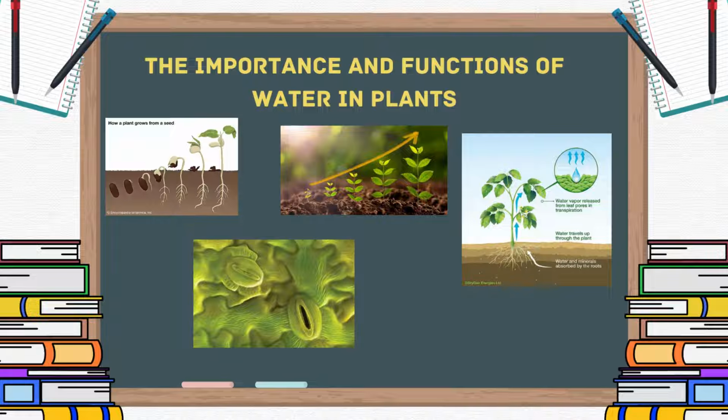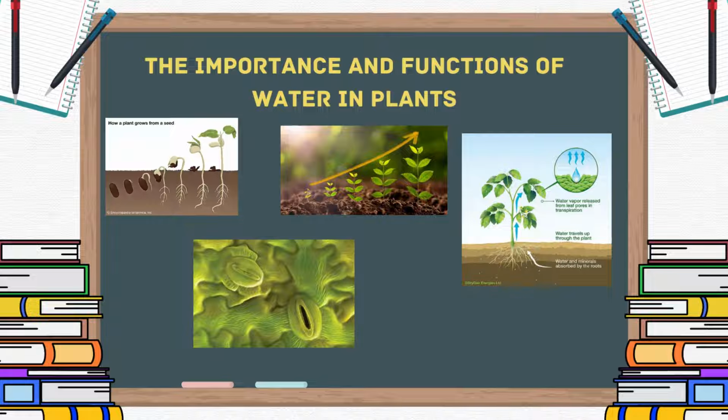So, if you look at the first picture here, there is seed germination there. So, water is important for seed germination, and also water is important for seed growth. That is what the second picture is depicting. Now, water transports nutrients from the soil to the rest of the plants. Now that's what makes the seeds germinate. That is what makes the seeds or the plants now to grow, right?